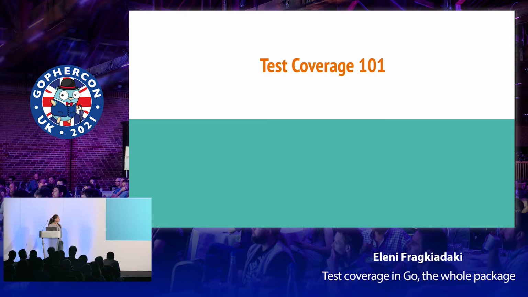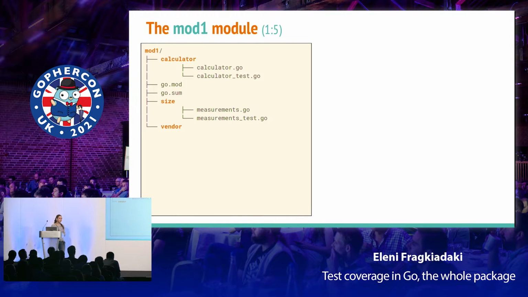Cool. So let's start with test coverage. Our first example is going to be mod 1. It is a very simple module. It has two packages in it. It has a package called calculator with a calculator.go and a test file. It has a package called size with the measurements and measurements_test.